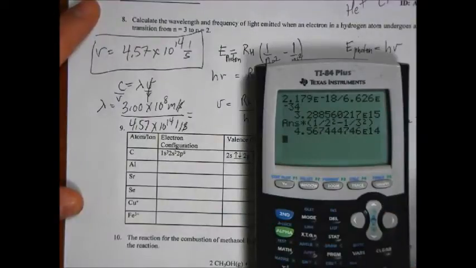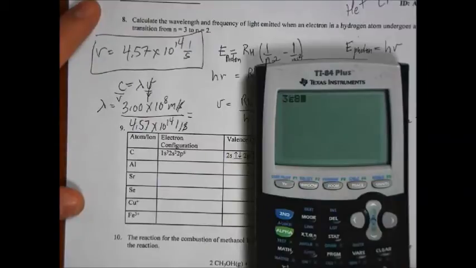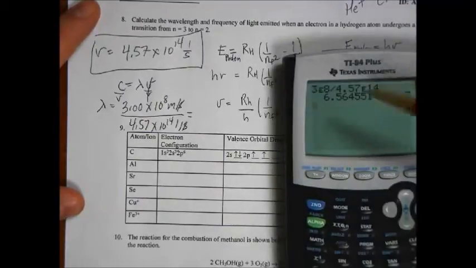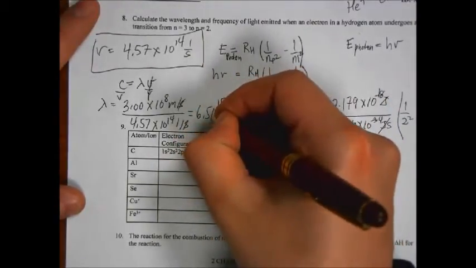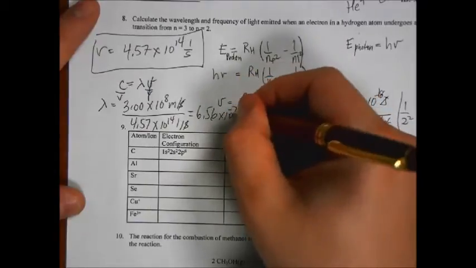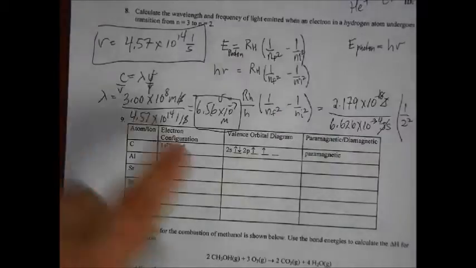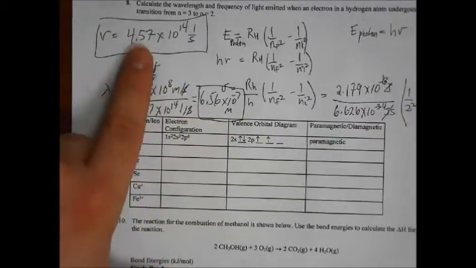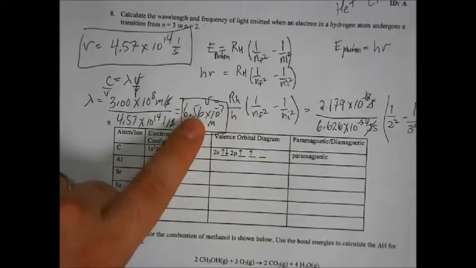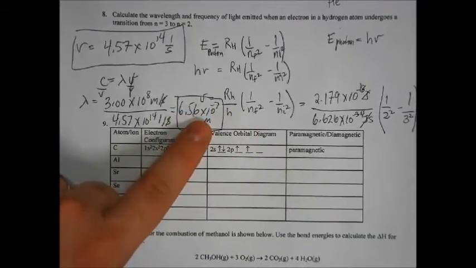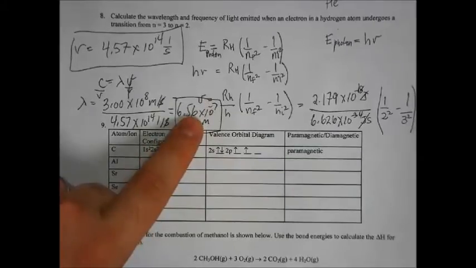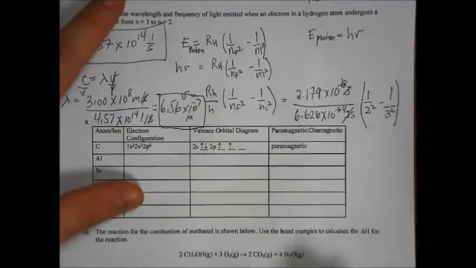So if we do the calculation here, we get 3 e to the 8th divided by 4.57 e to the 14th. So we get a wavelength of 6.56 times 10 to the minus 7th meters. So this would be the wavelength and this would be the frequency. Now be prepared on the exam, you may have to convert this to nanometers or work with this in nanometers. In this particular question I didn't specify.